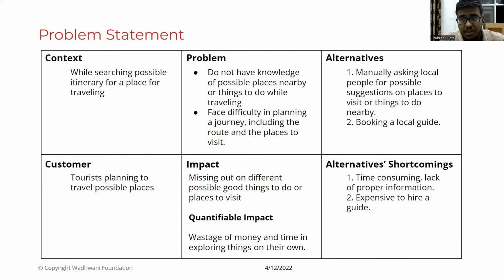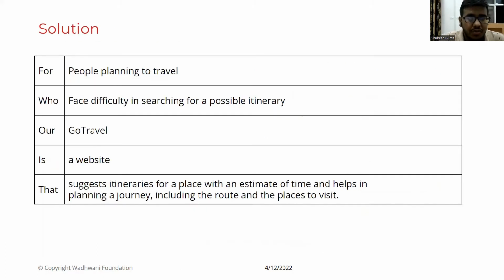The alternatives are that they can ask people for suggestions on what to do, or they can hire a local guide. But this is time consuming, and it is often expensive to hire a guide. So the solution we provide, for people who are planning to travel, is a Go Travel website. It is our product that suggests itineraries for a place with an estimate of time and helps the tourists in planning the journey, including the route and the places to visit.